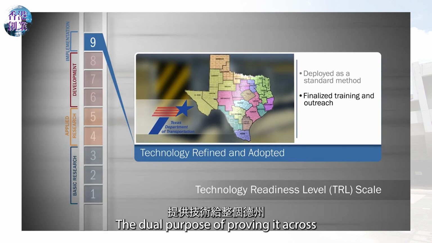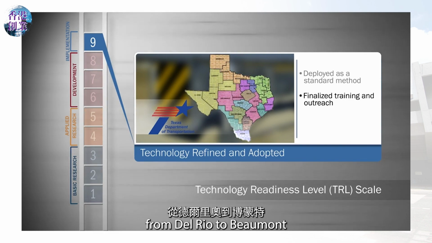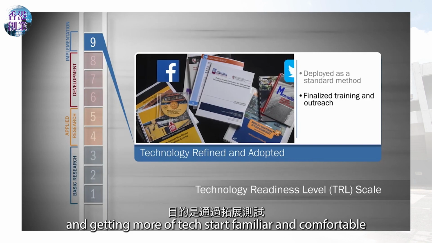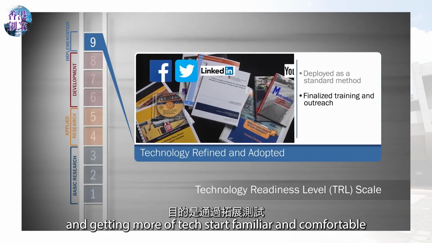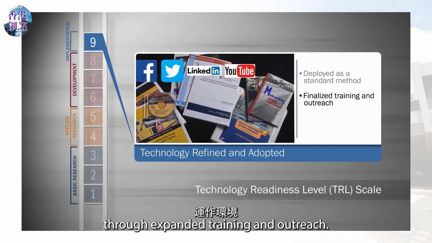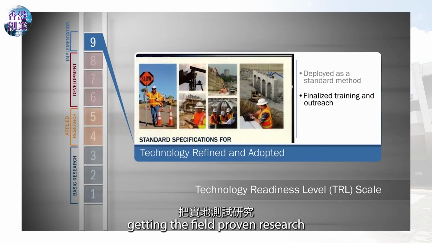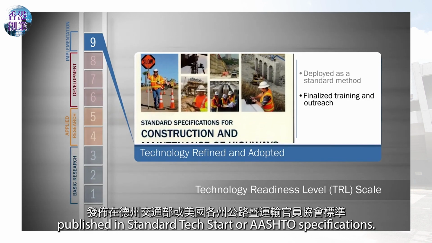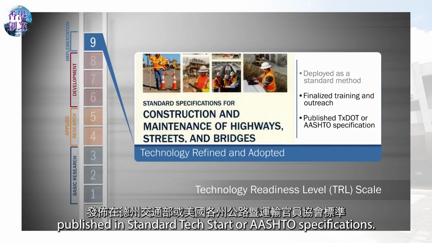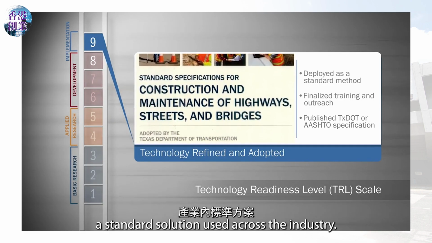The dual purpose is proving it across all of Texas, from Amarillo to Brownsville, from Del Rio to Beaumont, and getting more of TxDOT familiar and comfortable with using the technology through expanded training and outreach. It also usually includes getting the field-proven research published in standard TxDOT or AASHTO specifications. The technology has become a standard solution used across the industry.